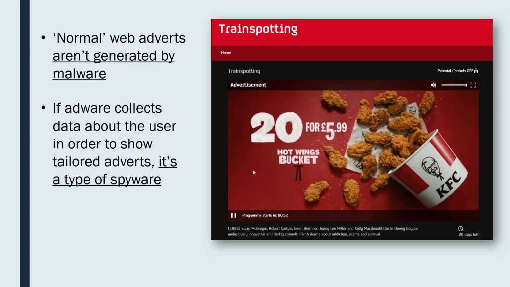So maybe it uses a keylogger to record and find your name, and once it's got your name, they might put your name inside the advert to tailor it to you to try and get you to buy it. But actually that is very intrusive and would make it a type of spyware.